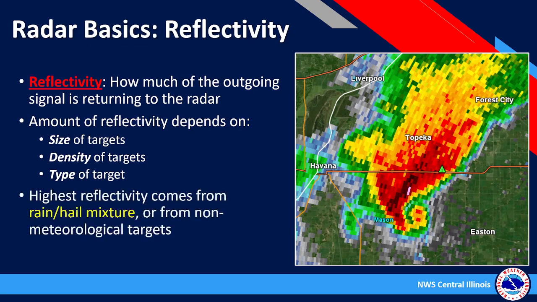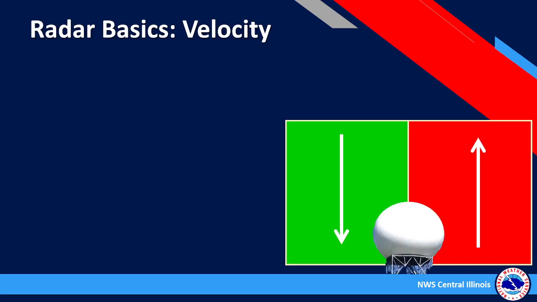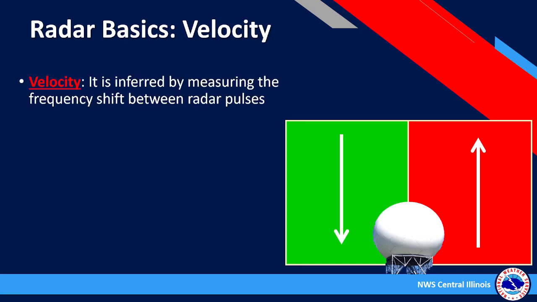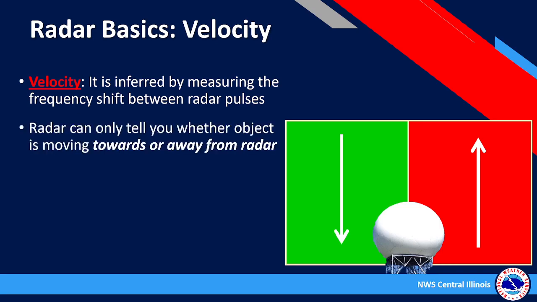The highest reflectivity will show up from either a mixture of rain and hail or from non-meteorological targets such as smoke from a fire. Velocity images represent the actual Doppler part of Doppler radar. Velocity is inferred by measuring the frequency shift between radar pulses. It lets you know if a reflected object is moving toward the radar or away from the radar.